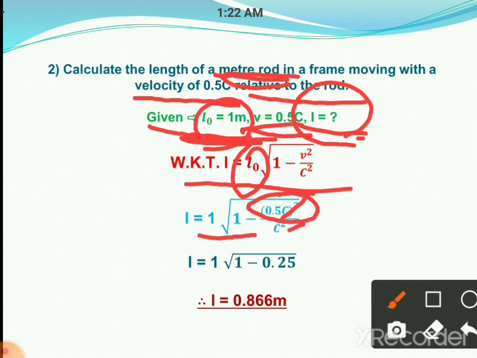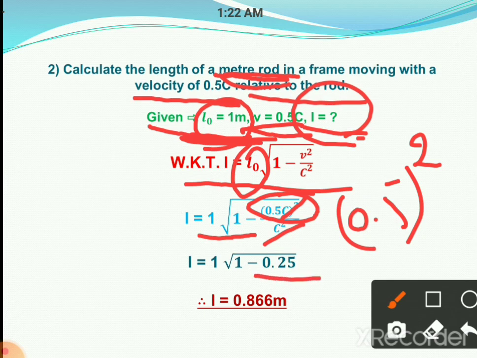So, C square gets cancelled. What is the remaining? 0.5 whole square. 0.5 square is nothing but 0.25. So, L is equal to 1 into square root of 1 minus 0.25. Therefore, we get the value of L as 0.866 meter. The SI unit for length is meter. Therefore, L is equal to 0.866 meter. So, this gives the value of the relativistic length.